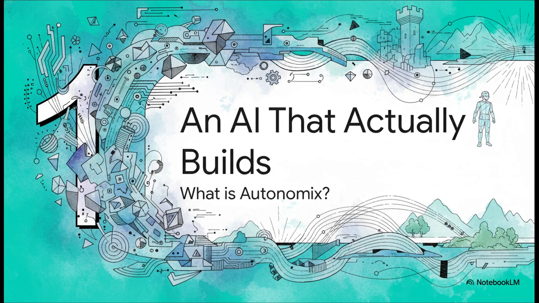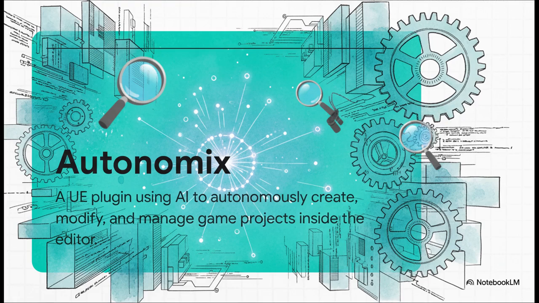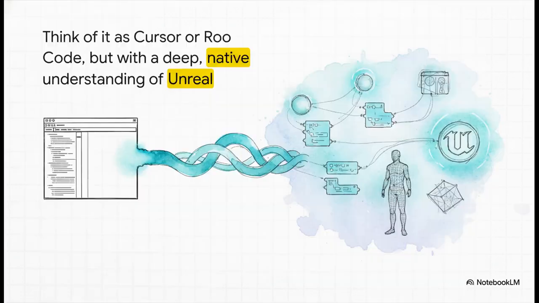What is Autonomix really? How does it work as a real, honest-to-goodness development tool? You know, the most important words on this slide are directly inside the editor. This isn't some external program you're alt-tabbing to. It's a plugin. It lives and breathes Unreal Engine, and it understands its quirks, its files, and its workflows from the inside. Yeah, if you've ever played around with AI code editors like Cursor, that's a really good starting point. But now I want you to imagine that, but supercharged with a deep, native understanding of everything that makes Unreal, well, Unreal. We're talking blueprints, materials, the whole actor component system.